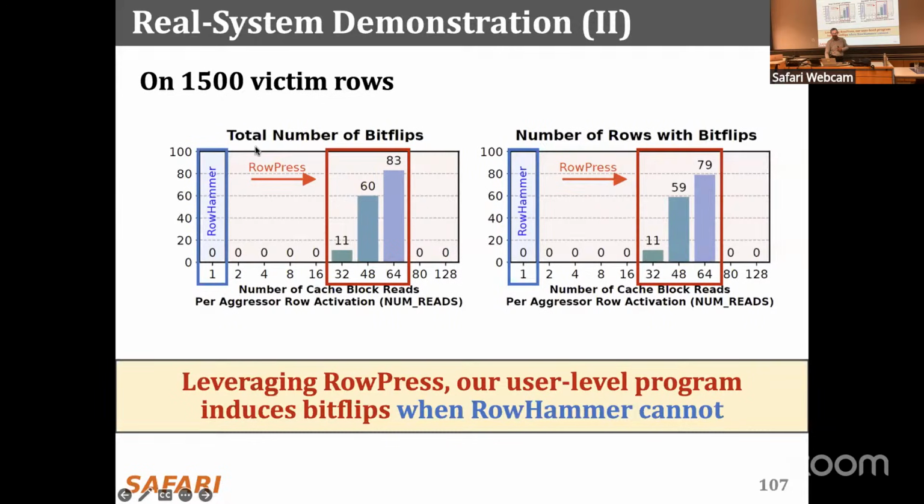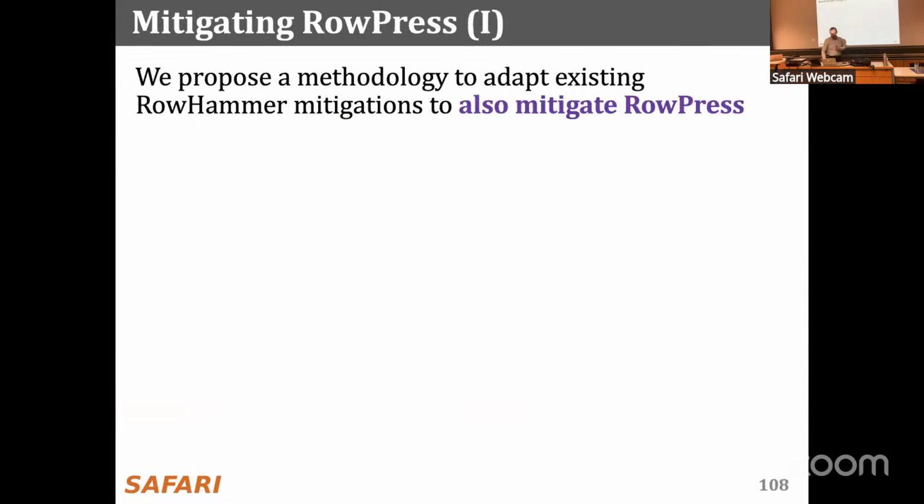And we were not able to induce RowHammer bit flips on these chips that we've tested. And the number of rows with bit flips also increases. It's not just the total number of bit flips, but also the number of rows with bit flips also increases. So we basically declared victory, saying that you could actually induce this on real chips, on real memory controllers as well. So the question, of course, how do you mitigate this?